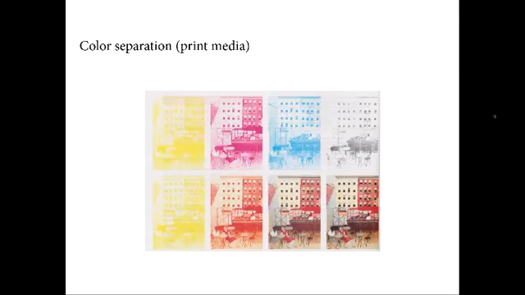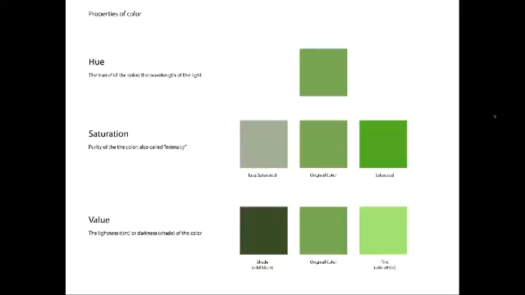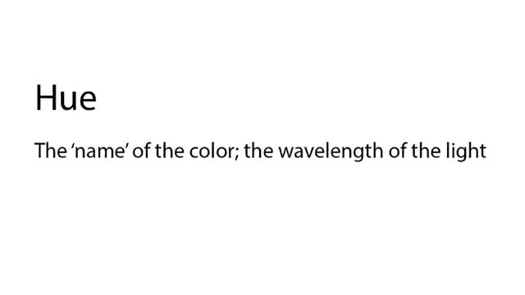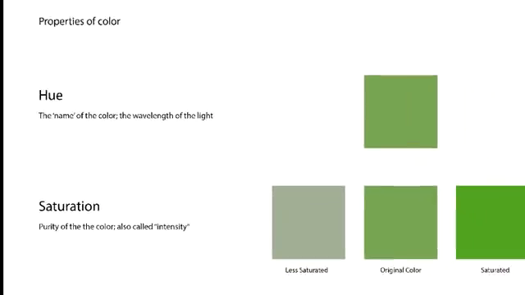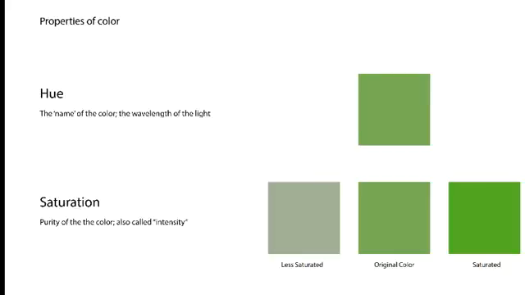Okie doke. The properties of color. Whoopsie, sorry about that. Properties of color: hue, saturation, and value. Hue is just the name of the color. That's like a leafy green on the right there at the top. It's actually the wavelength of the light. So blue has a wavelength, green has a wavelength. You can refer back to that first cell I showed about the spectrum. So hue, it's not brain surgery. It's the name of the color. It's the wavelength.